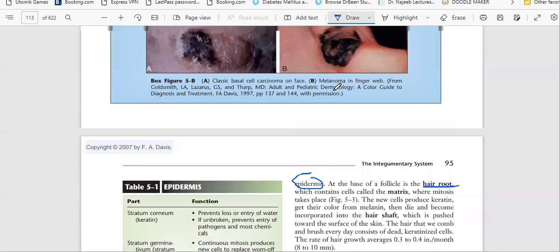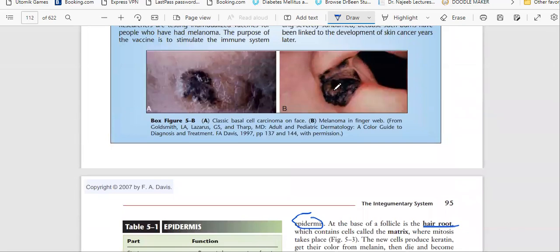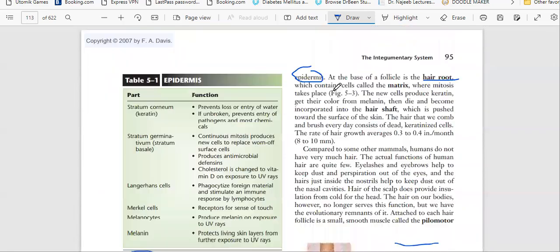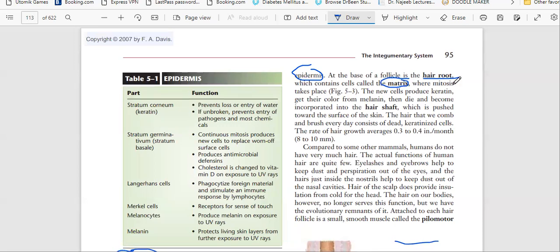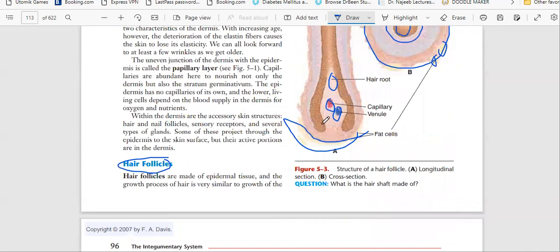Okay, this is the hair root, which contains cells called matrix. So which type of cells does the hair root have? Those cells are called matrix, where mitosis takes place. So in this structure, we have matrix. The hair root has matrix cells where mitosis will occur.